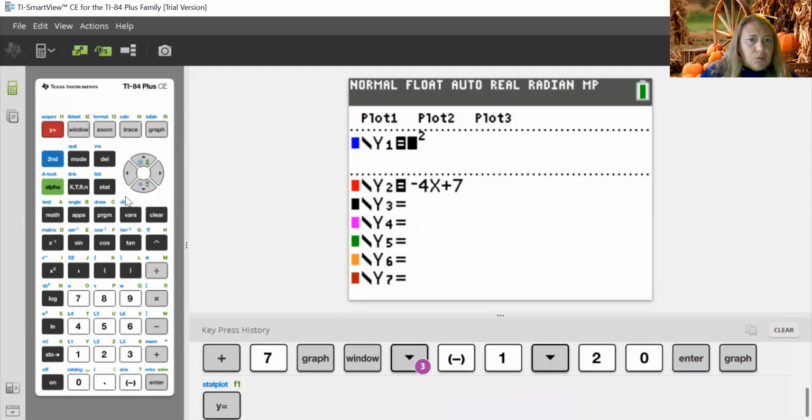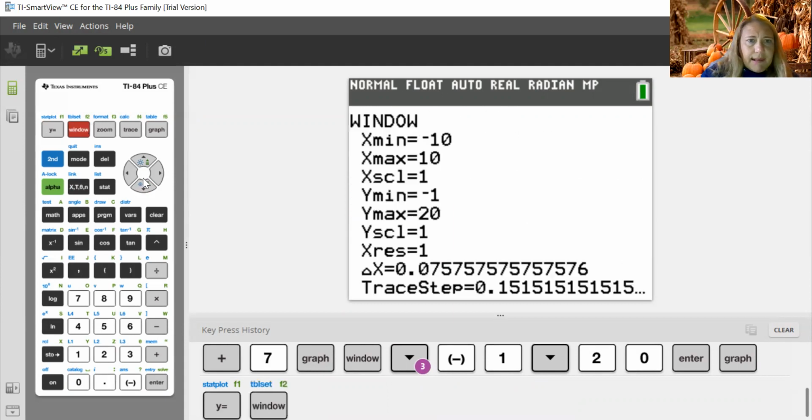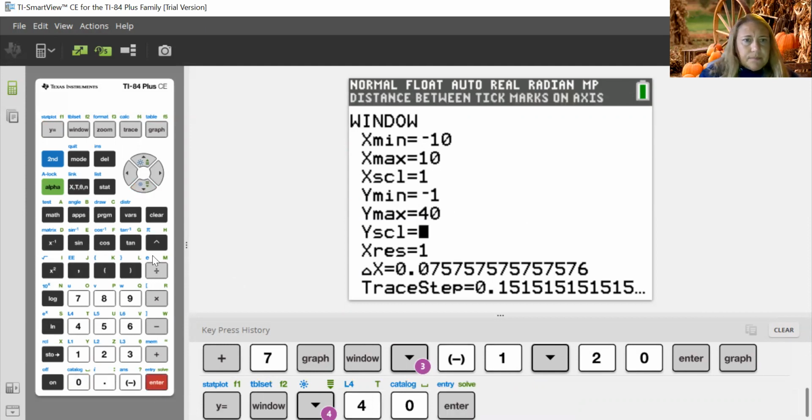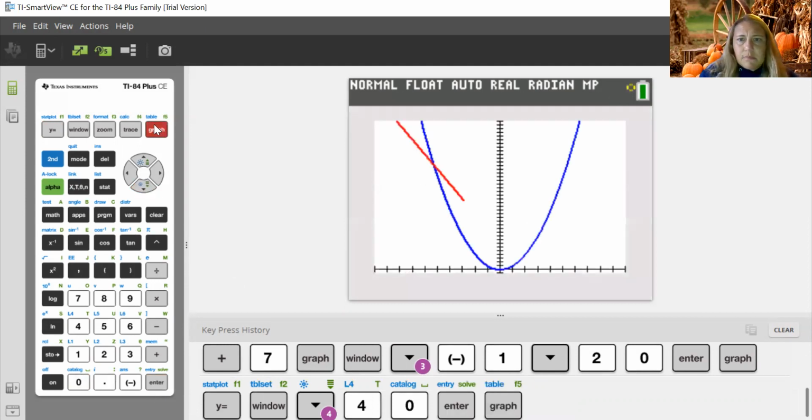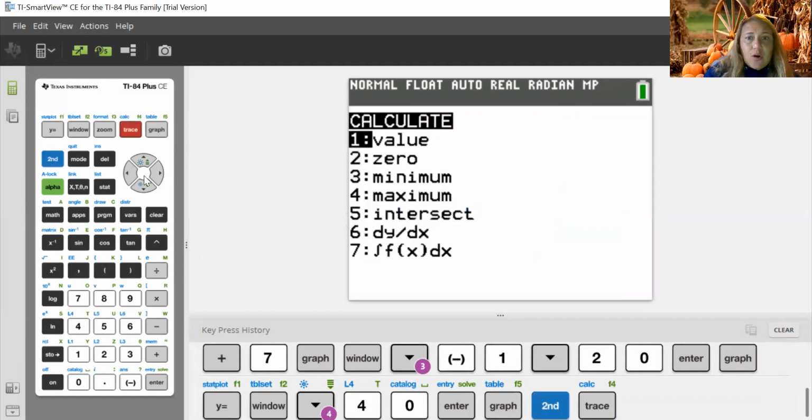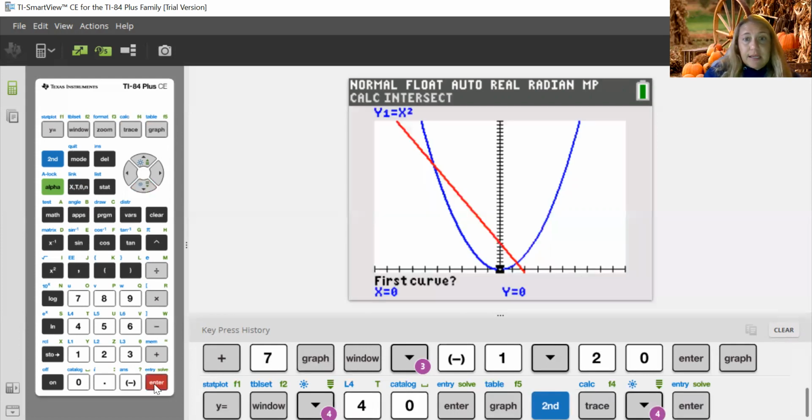So I'm going to go, oh, let's go 40. There we go. Okay, so now I go to second calculate, right above the trace, second calculate, and I go to intersect. All right, I'm looking at where these graphs intersect.